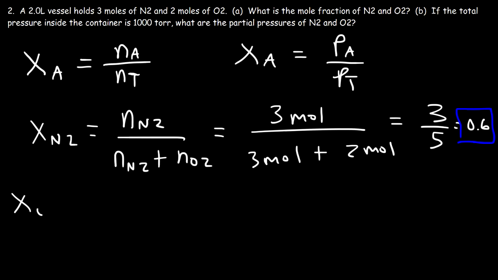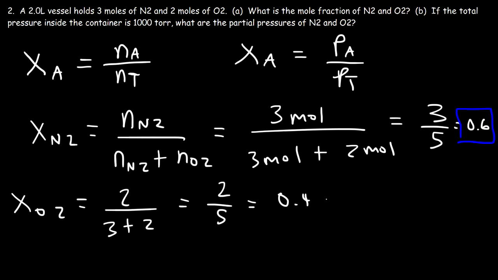The mole fraction of O2 is going to be the moles of O2, which is 2, divided by the total, which is 5. 2 out of 5 is 0.4. So the other 40% consists of oxygen molecules. So you could think of mole fraction as the decimal equivalent of a percentage. Now let's move on to part B.